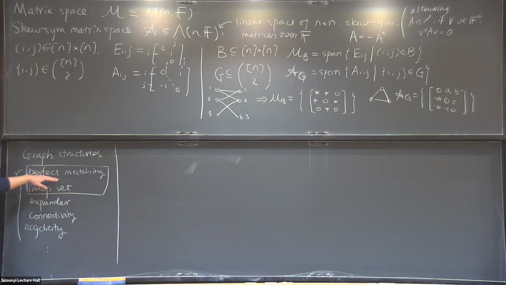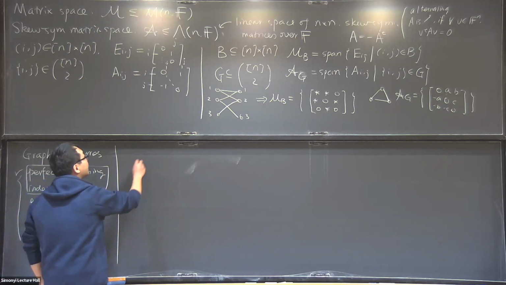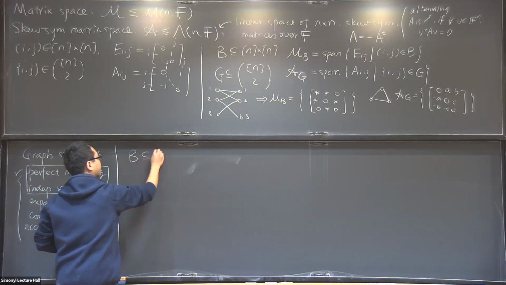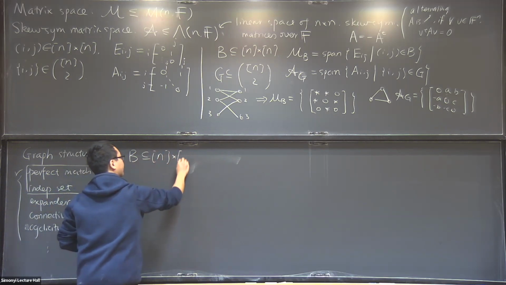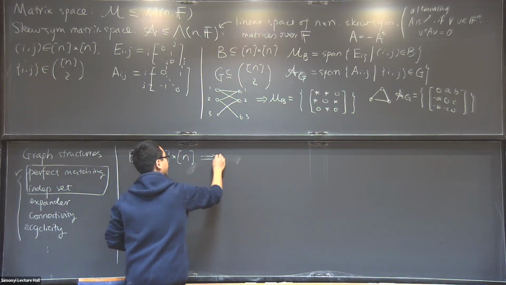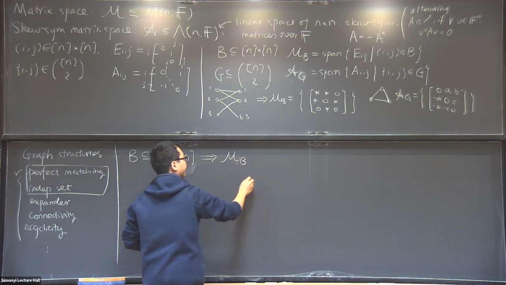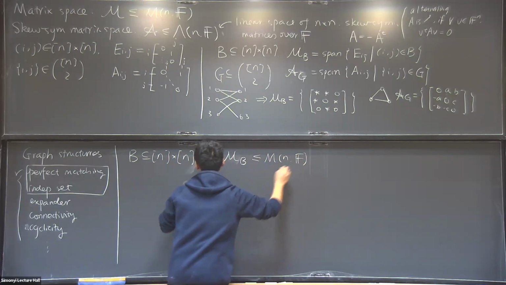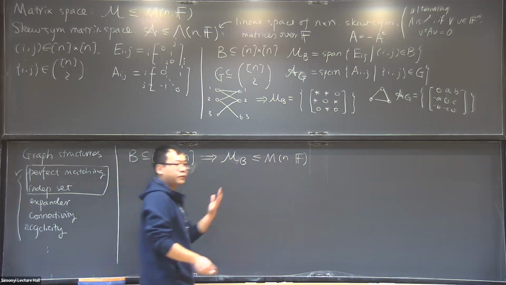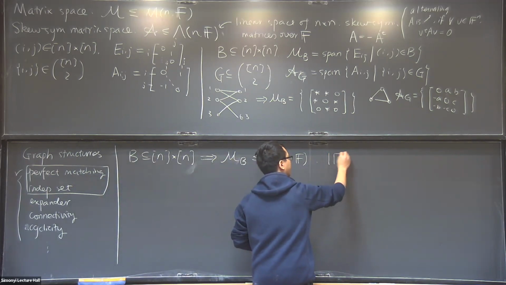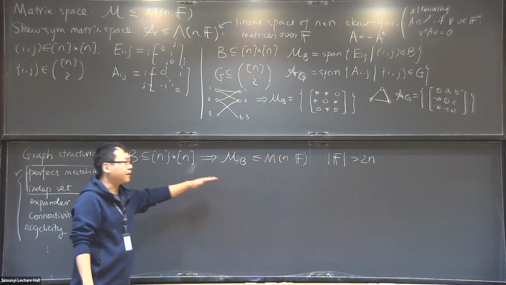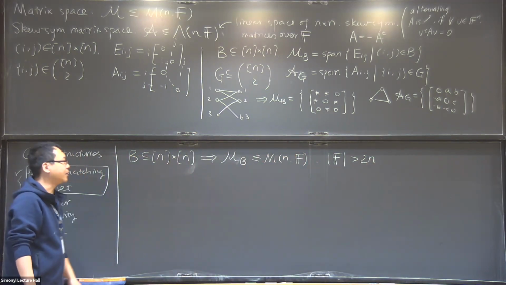For this part, I will be mostly looking at bipartite graphs. So recall that, just as we have been doing, right? Starting with a bipartite graph B, I build this M_B, which is the subspace of M_n(F). For the perfect matching part, for simplicity, I'll be assuming that F is large enough, say larger than 2n. This is kind of a technical condition, but it's without loss of generality.